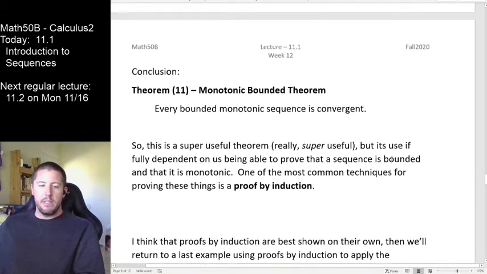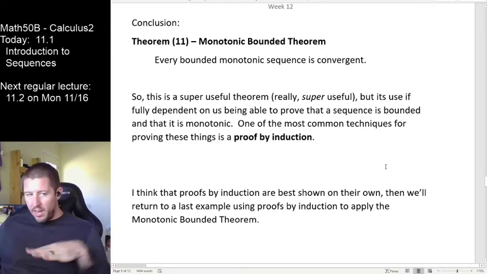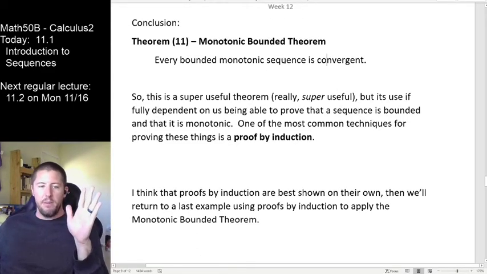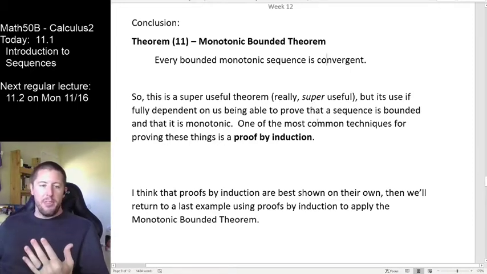There's a couple things that are about to happen here. I think that proofs by induction are best shown on their own. I don't want to just introduce this within an example about the monotonic bounded theorem, because proofs by induction are their own whole animal, but you need to know about these. This is just a really important math thing that happens out there, a proof by induction.